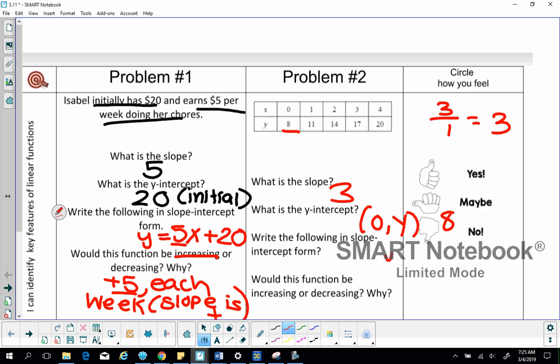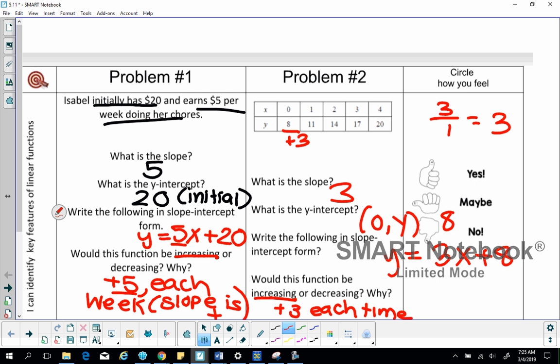How do we write that in slope-intercept form? Y equals what? 3x plus 8. And would that function be increasing or decreasing? Increasing, right? Because we're adding 3 each time. So because we're adding 3, it would be increasing. It's also going to be a positive slope. Cool. So circle how you feel about that. That is just a kind of a refresher on linear. So today we're just going to be looking at word problems and tables just like this, and differentiating between linear and exponential.